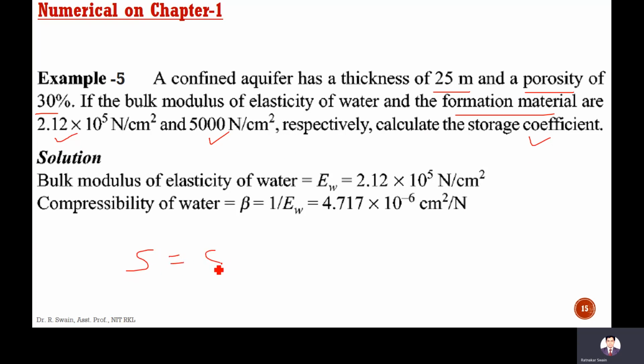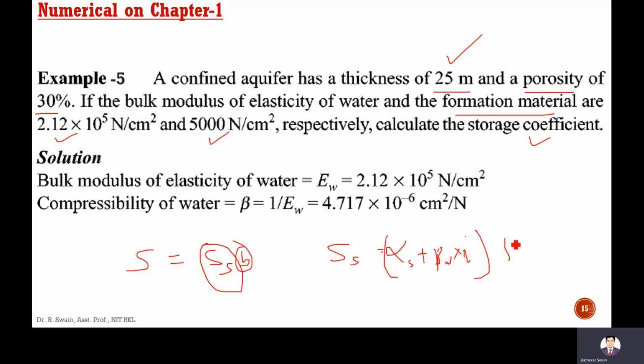Storativity is specific storage into B. B is given here, 25 meter. First, we have to calculate the specific storage, that we discussed in the first slide. That is alpha S, the compressibility of the soil, plus compressibility of water into porosity, into the specific weight of water rho g. This alpha S is nothing but 1 by ES, the modulus of elasticity of soil, plus the modulus of elasticity of water into theta, into rho g.